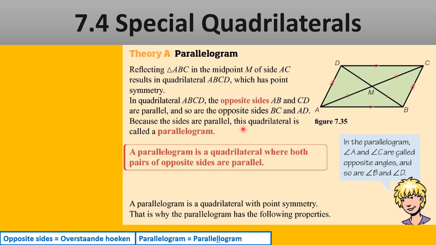So, to start with a parallelogram, the opposite sides, de overstaande, how did I say angles here? Opposite sides. Opposite sides is not overstaande hoeken, opposite sides is overstaande zijdes. So don't take a look at overstaande hoek here, it's overstaande zijdes. The opposite sides, AB and CD, are parallel. And BC and AD are also parallel.